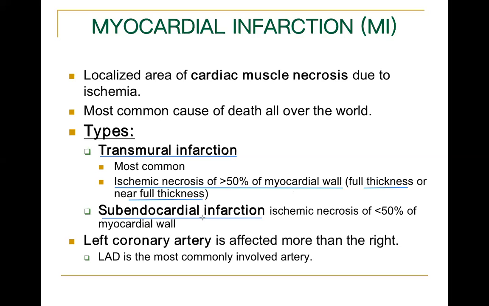On the other hand, subendocardial infarction is an ischemic necrosis of less than 50% of the myocardial wall. This is an important point. Transmural and subendocardial. So of course, transmural is much more severe than the subendocardial one. Now, among those coronary arteries, the left coronary artery is affected more than the right. So these are all very important MCQ questions in the exam. And the left coronary artery has two branches, LAD and LCX. So LAD is the most commonly affected artery. So please try to remember this.